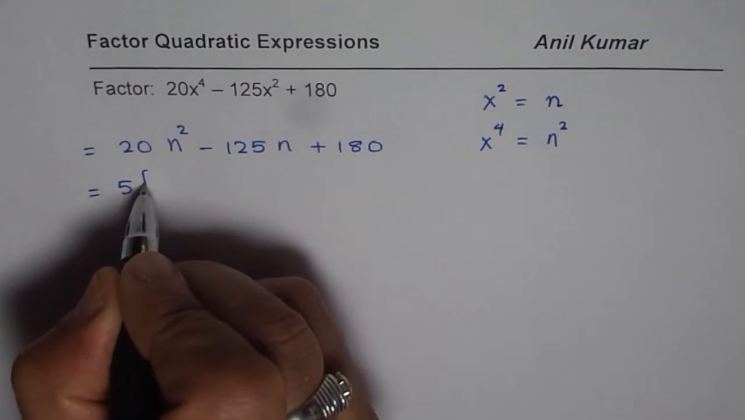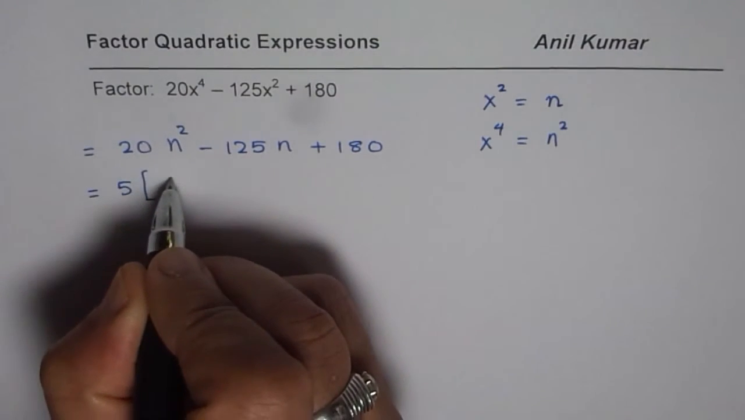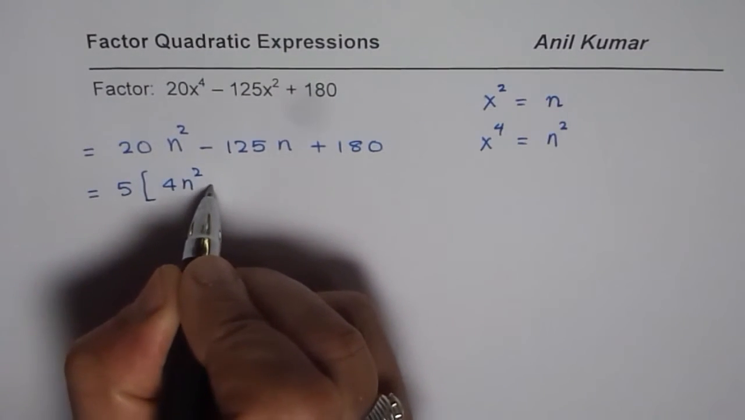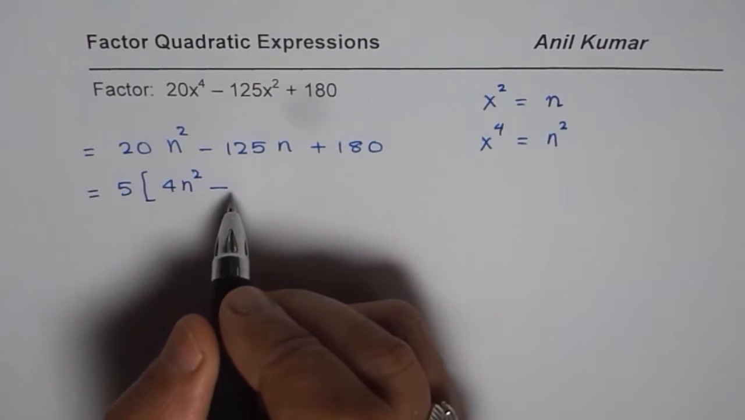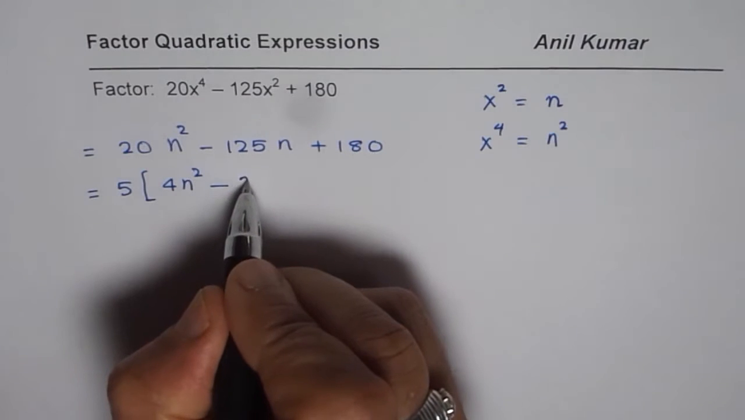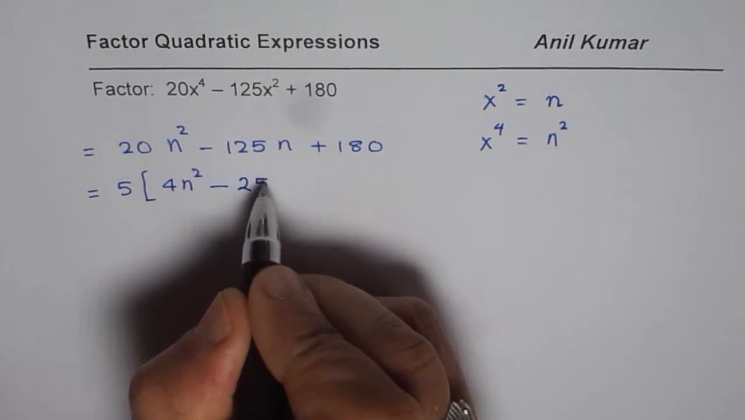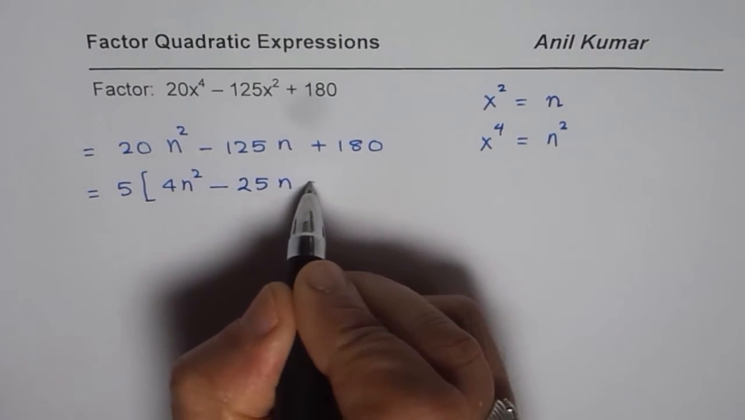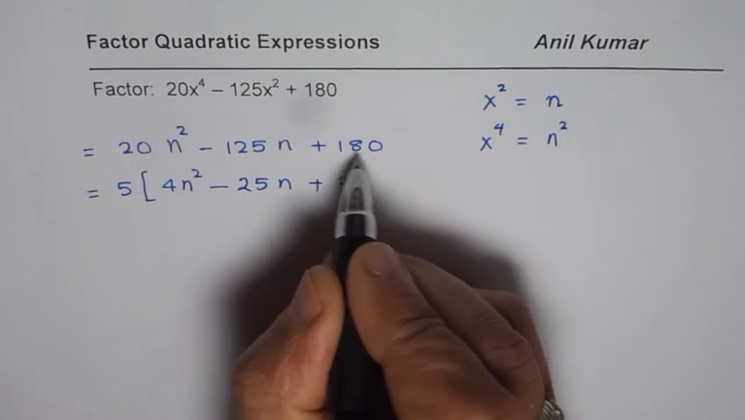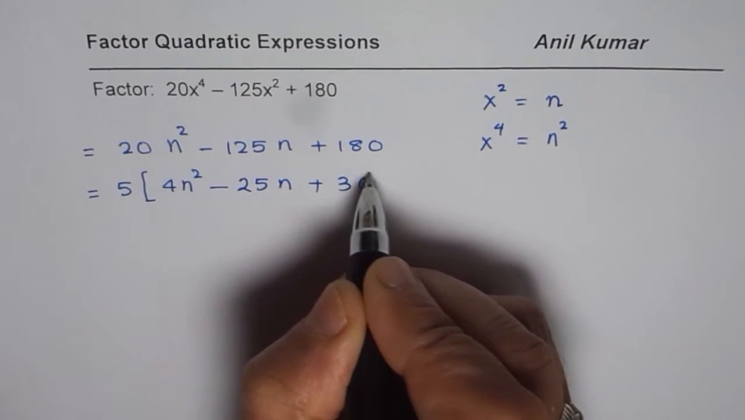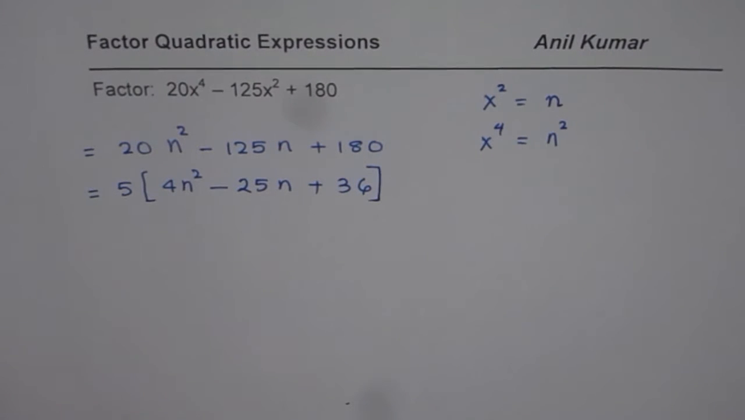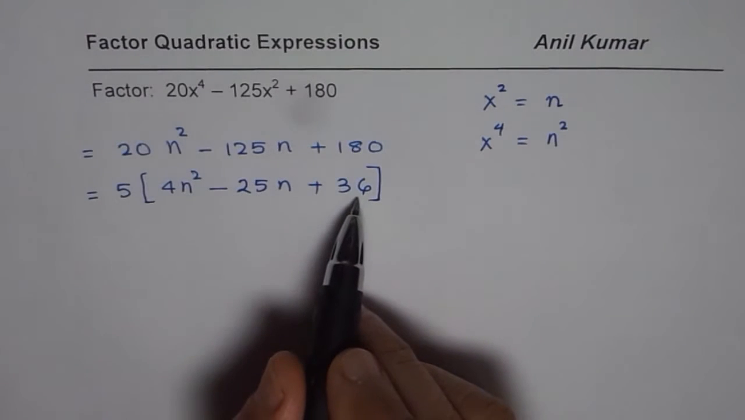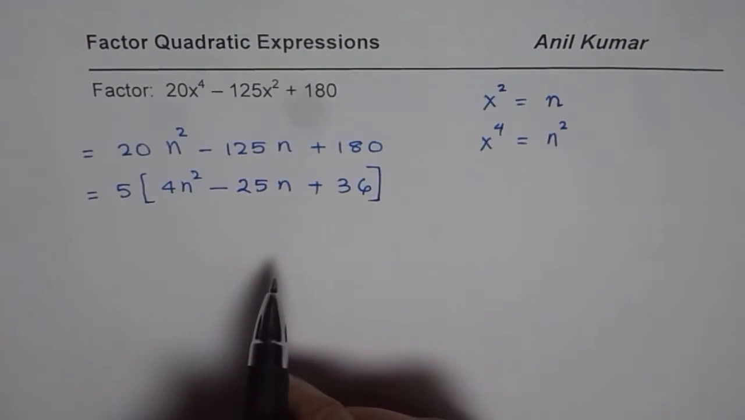If I do that, I get 20 divided by 5 as 4n squared minus 125 divided by 5. You can also use a calculator, right? So 5 goes 2 times, 25 5 times. And then for 180, 5 goes 3 times, 15, and 30 is 6 times. So we could write this as 5 times something in brackets. So we have factored. However, it is not completely factored. We can further factor it.